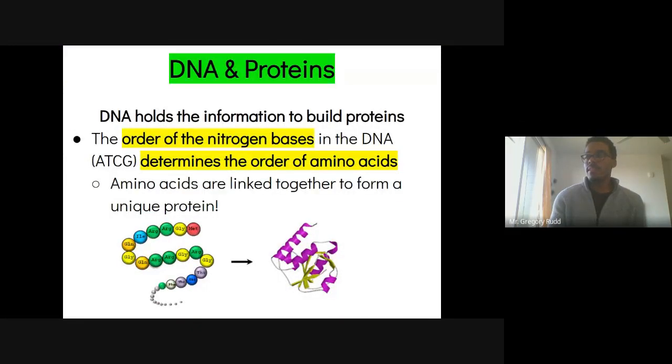Okay, so here it is again. I'm not going to stay on this slide for very long because, like I said, we're dedicating an entire unit to this later on. But DNA holds the information to build proteins.